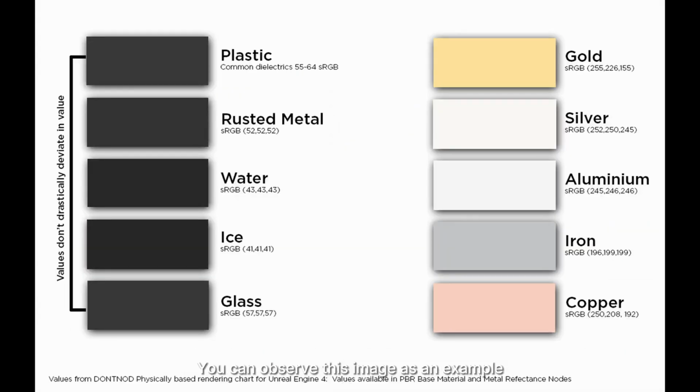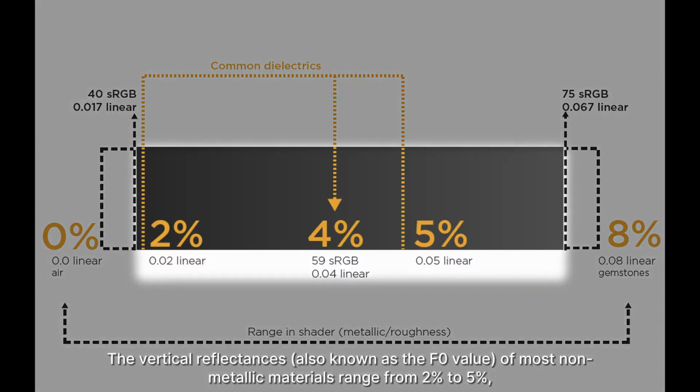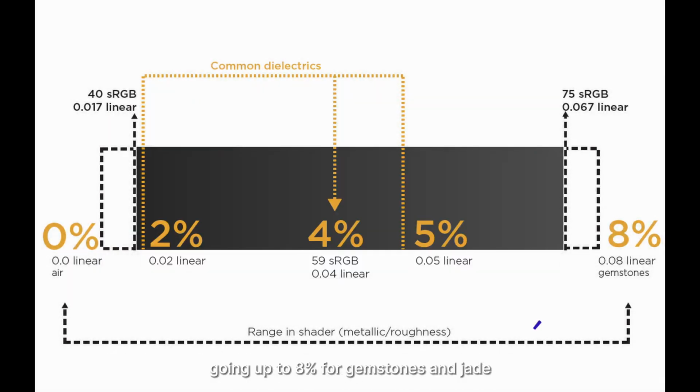You can observe this image as an example. It lists the reflectances of some common non-metallic materials. The vertical reflectances, also known as the F0 value, of most non-metallic materials range from 2 to 5%, going up to 8% for gemstones and jade.